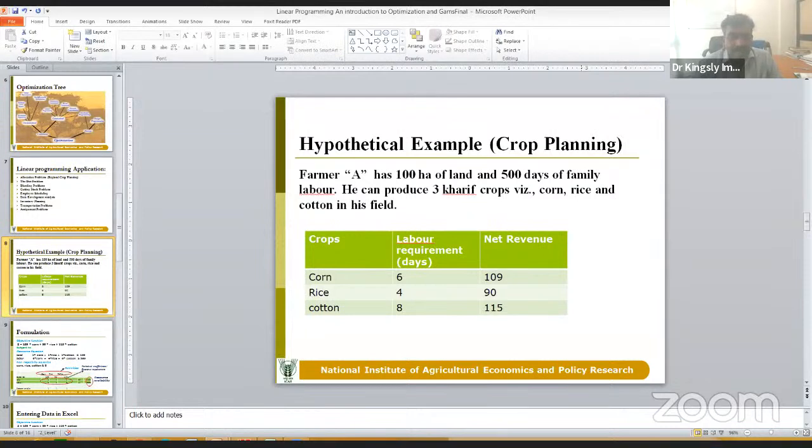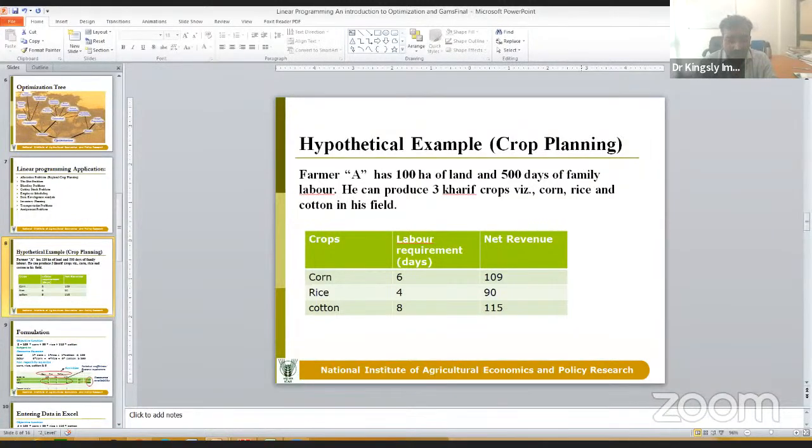So this is a question I have given you. Hypothetical example: a farmer A has 100 hectares of land and 500 days of family labor. He can produce three kharif crops, namely corn, rice, and cotton, in his field. We have been given the labor requirement and the net revenue from each crop. With that, we need to formulate a model. If you know the formulation part, you are more than ready to run a linear programming. In formulation, you need to remember two things: one is the objective function, another is the resource constraint equation.